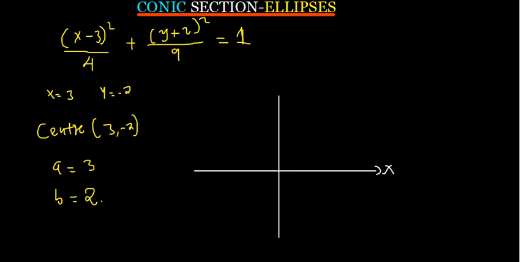So here is the x and there is the y. Along the x-axis we are going to have a positive 2 and a negative 2 because the 4 was below x squared. Along the y we are going to have positive 3 and also a negative 3 because the 9 was below the y squared. Okay, so we're supposed to connect these values.